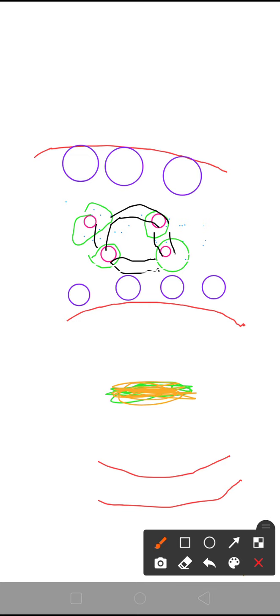Now in other videos we will discuss the compact bone, and after that we will discuss the spongy bone. So this is all about the bone.